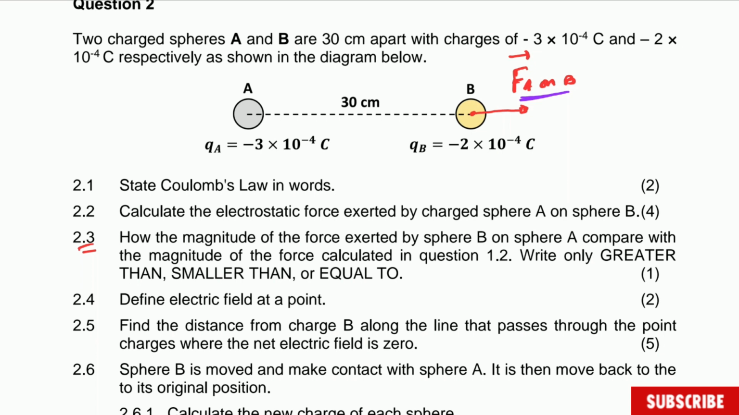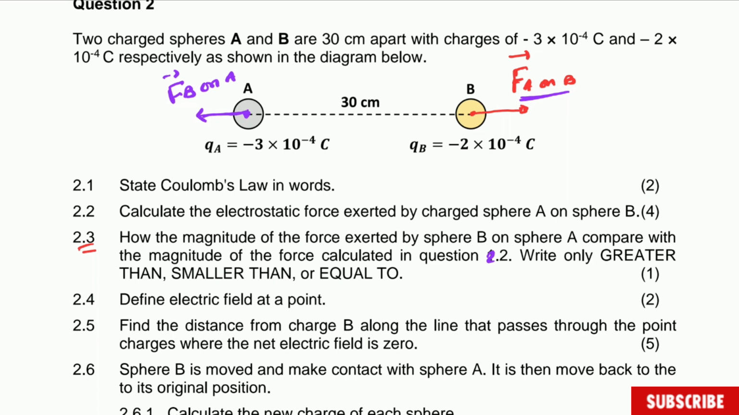Question 2.3 says: how does the magnitude of the force exerted by B on A compare with the magnitude of the force calculated in question 2.2? It doesn't really matter which one you calculate. B will exert a force on A. They are repelling each other. In this case, it is pointing in that direction. This will be the force from B on A, guys.